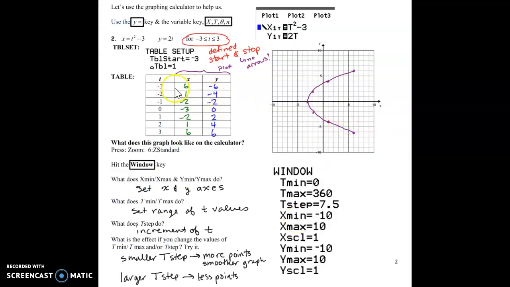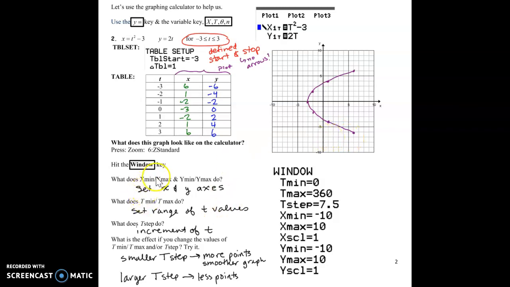So you're going to use the calculator to your advantage to help you come up with your table, and then you're going to use those points to draw your graph. The nice part about the calculator is you can check your graph. Do you have the correct shape? Do you have the correct starting and stopping points?